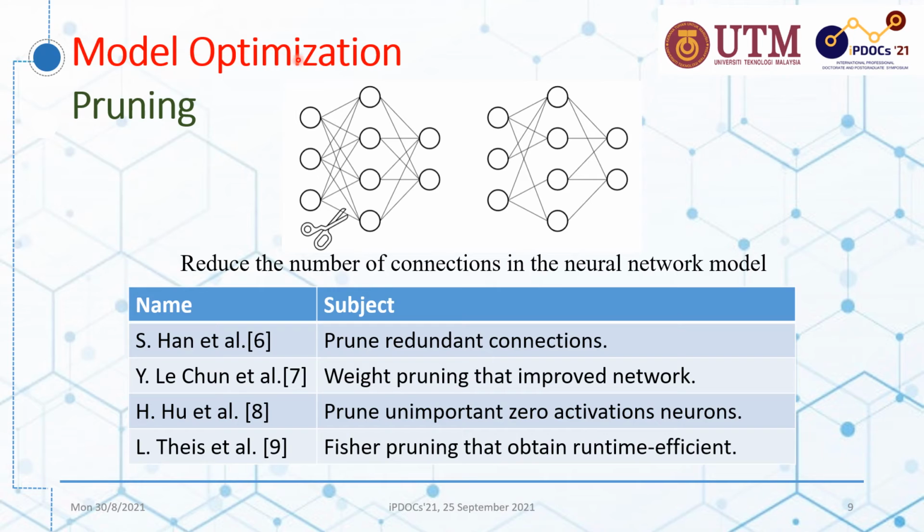There will be several slides mentioning model optimization. Model optimization is to reduce the size of the model. One of the techniques is pruning. Pruning aims to reduce the number of connections in the neural network model, as we can see in this diagram. Han proposed pruning the redundant connections. Molchanov proposed weight pruning that improves the network. Hu pruned unimportant zero-activation neurons, and Theis proposed Fisher pruning to obtain runtime efficiency.